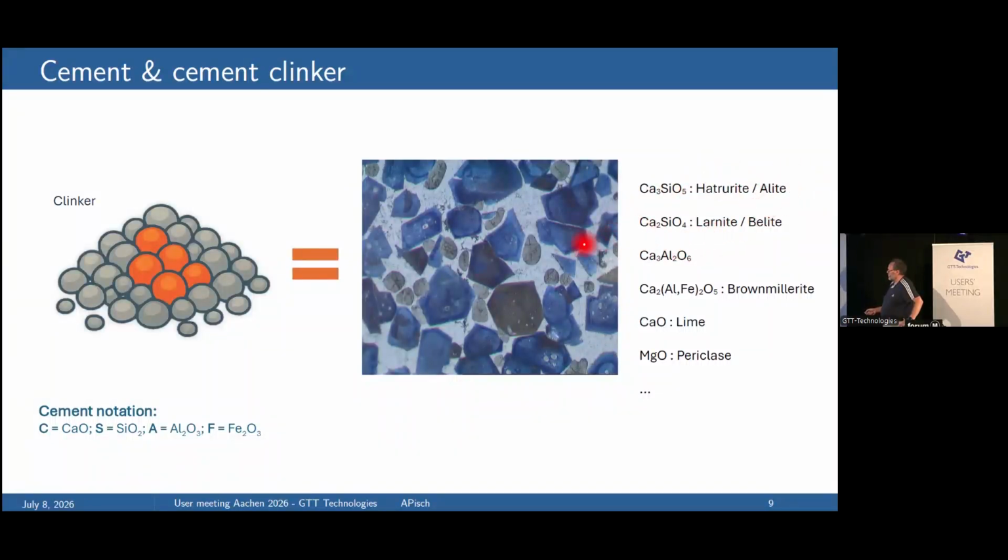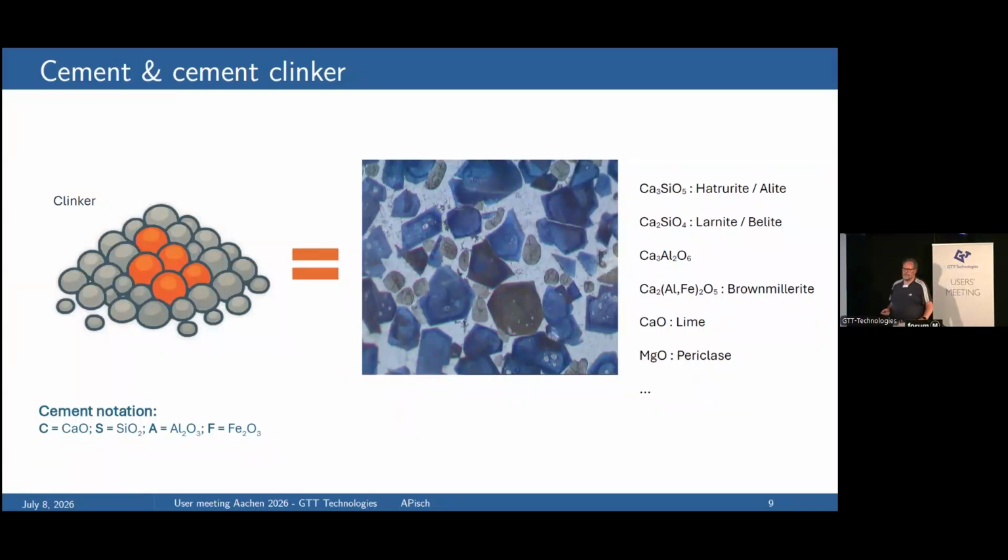Belite, C2S, are these potato-like shapes here, these gray ones. And then the white one used to be a liquid phase, and upon cooling you get calcium aluminate and calcium alumino-ferrite, which is called brownmillerite, and sometimes you get calcium oxide and magnesium oxide. So this is a typical microstructure of a cement clinker.